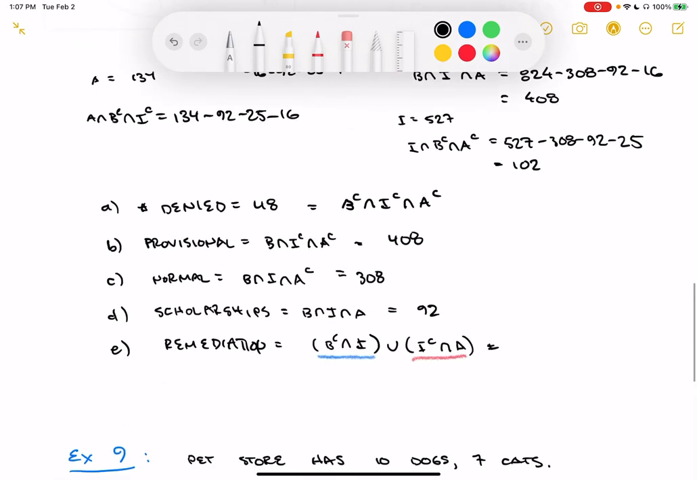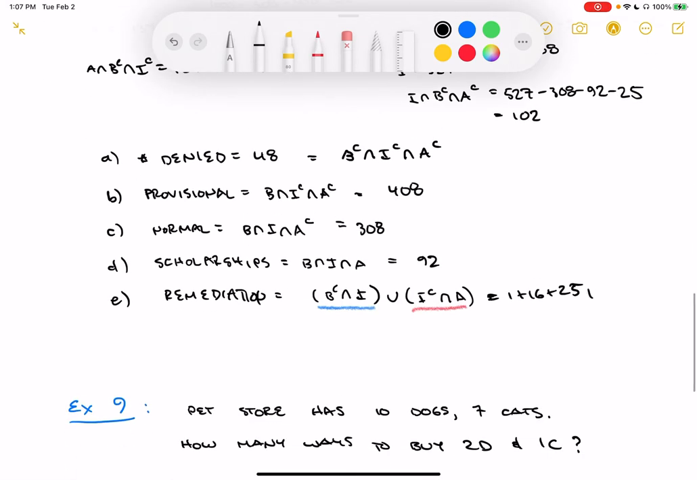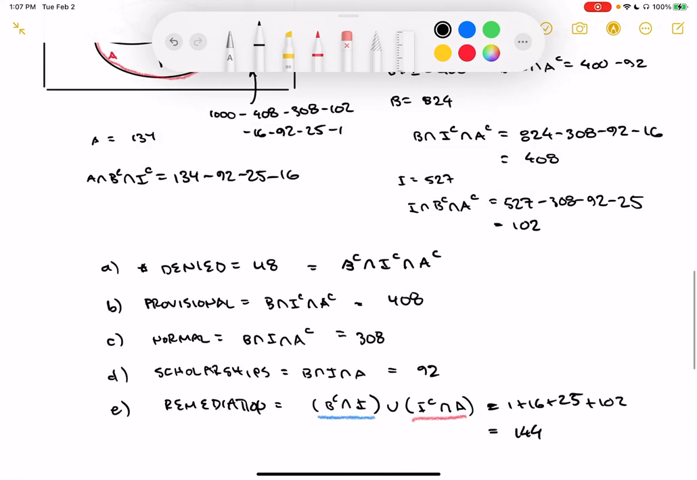So we're going to see this whole thing as being 1 plus 16 plus 25, and one more in there, and I think that was 102 plus 102 plus 102. Do all of that, and what do we end up getting? We get 144. So 144 out of the 1,000 students are going to need some remediation.